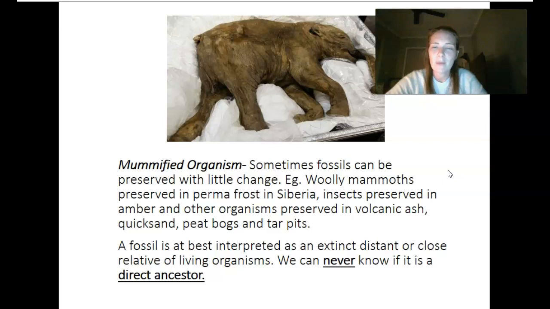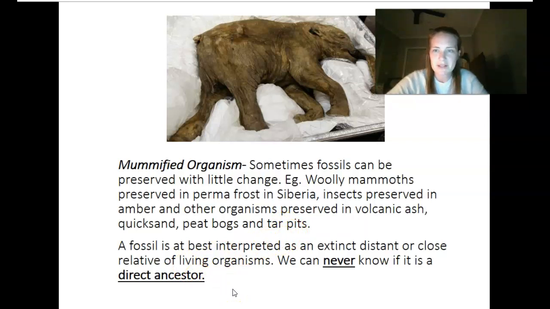Why are mummified organisms the most useful fossil to find? It tells us the most chemically about the organism as it existed. They have even managed to extract small amounts of DNA from this kind of fossilized organism. So really, really useful pieces of information about the past. And then some other examples of mummifying environments: volcanic ash, quicksand, peat bogs, and tar pits.